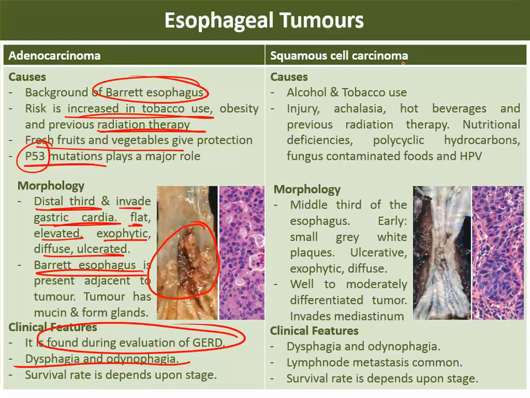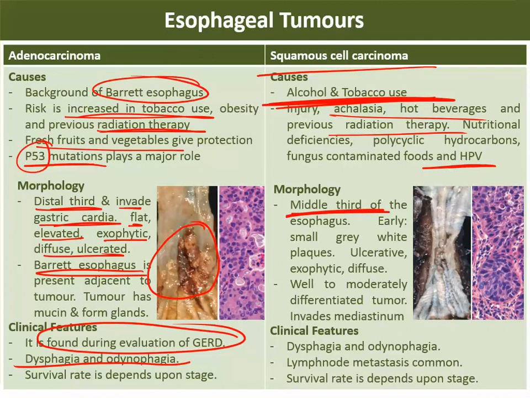Now coming to the squamous cell carcinoma, it is mainly due to alcohol and tobacco use, or any chronic irritation or radiation therapy can produce this, and human papilloma virus is also involved in this. Okay. Now it is commonly seen in the middle third of the esophagus, again it can produce an ulceroproliferative lesion, and it can be a well to moderately differentiated tumor.